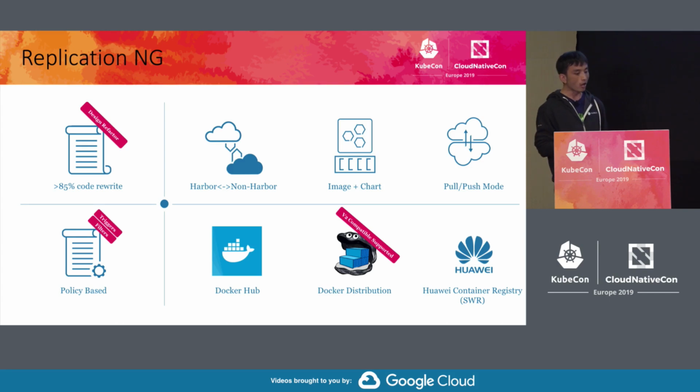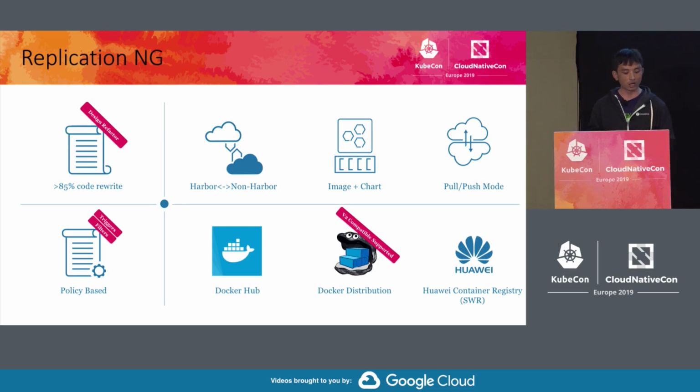So in 1.8, we heard some requirements for replication to support. Previously, we only supported replication between Harbor instances. So we heard some words from the community to support replication between Harbor and non-Harbor registries. So in 1.8, we spent effort to do critical improvements for replication. So we named it NG, next generation. Why did we name it NG?